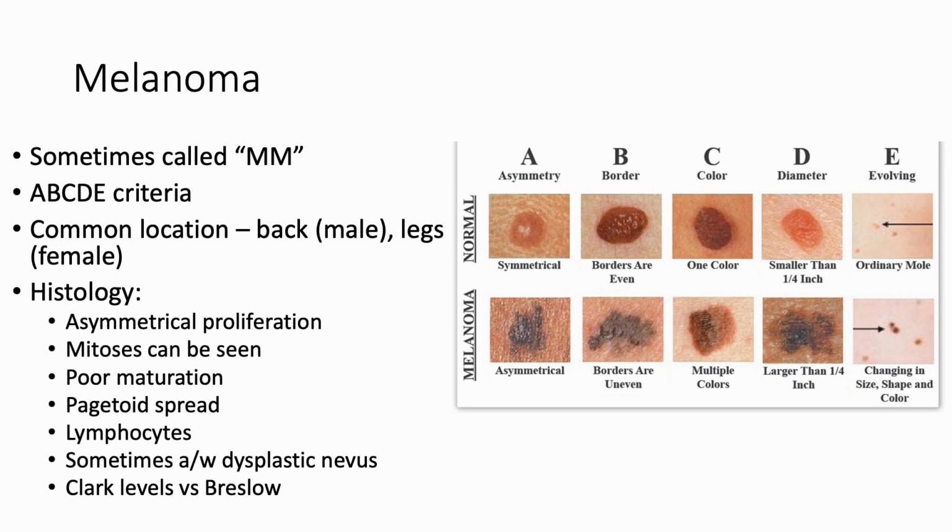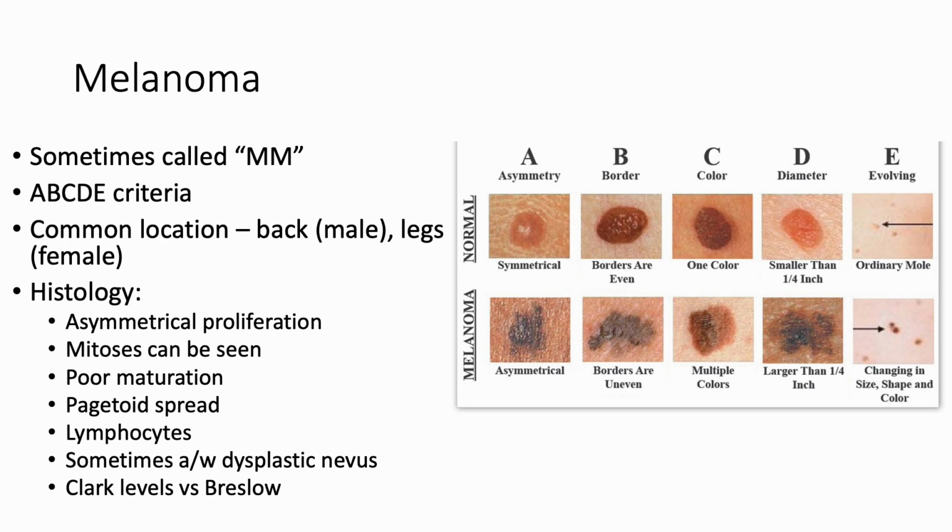Histologically, it also correlates with those five ABCDE criteria, including asymmetrical proliferation, some pagetoid spread, and different degrees of melanin. That's the general rule of melanoma.